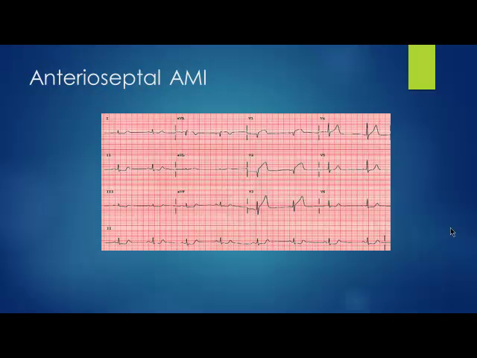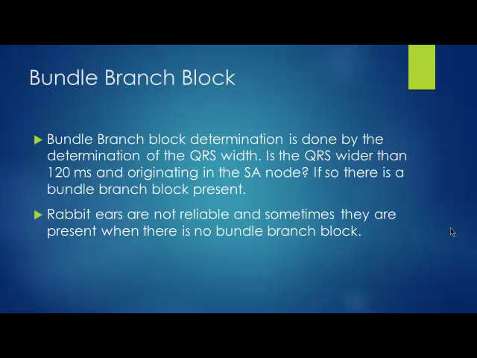All right, here's an example of an anteroseptal. Anteroseptal, so if it's anteroseptal, where am I looking at? What leads? V1, V2, V3, V4. All right. What about your bundle branch blocks?